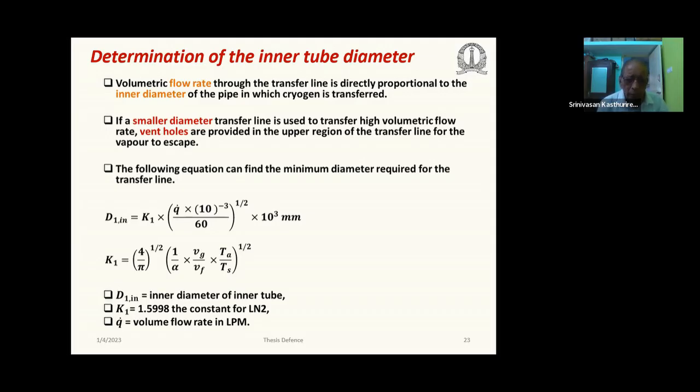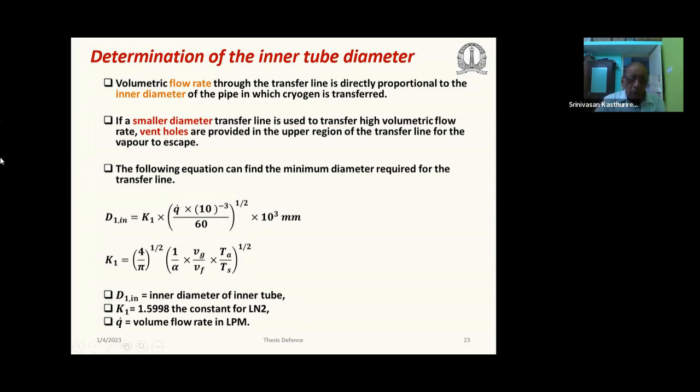Suppose, let's say Q dot is the volume flow rate of liquid in liters per minute. Then the diameter can be determined using this particular formula. The diameter of the inner line will be equal to a factor K1 multiplied by (Q dot into 10 to the power minus 3 divided by 60) whole thing to the power half. This is coming in units of meter, or if you want to convert to millimeter, you multiply by 1000.